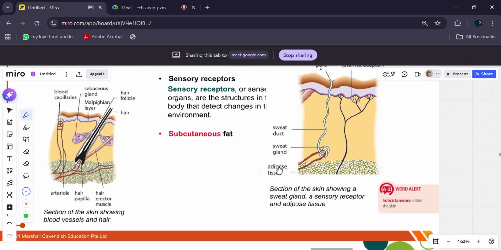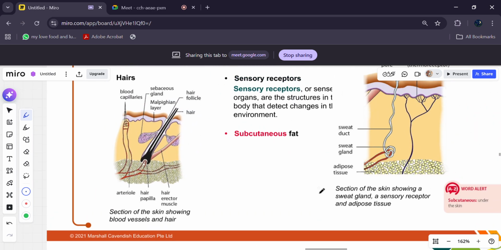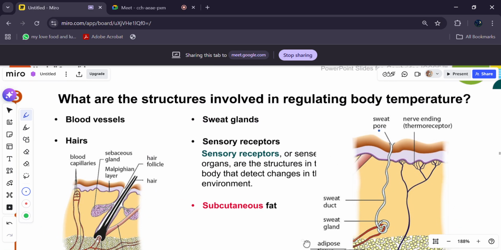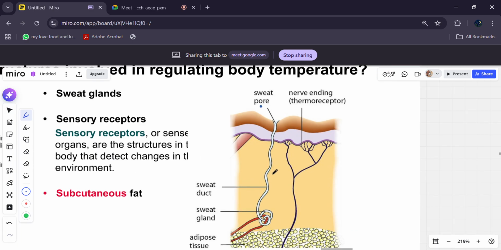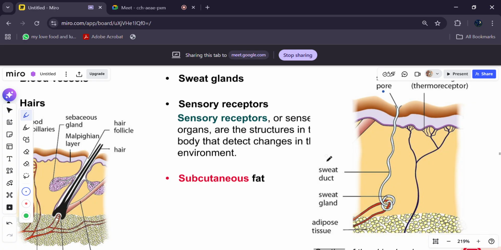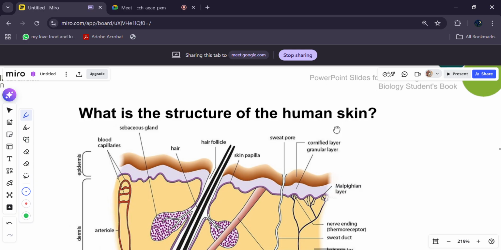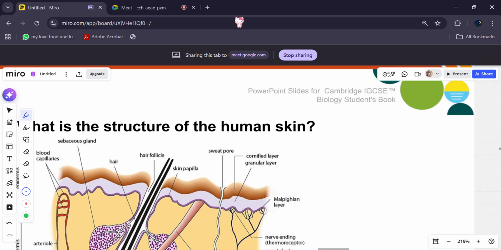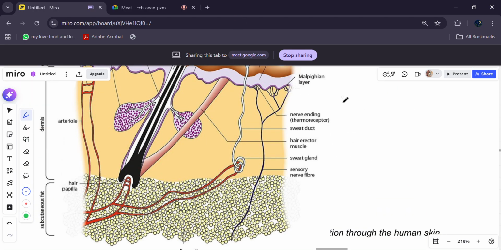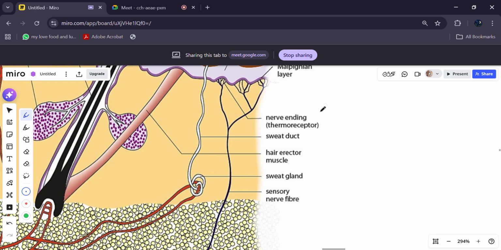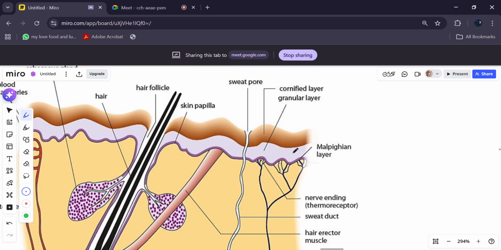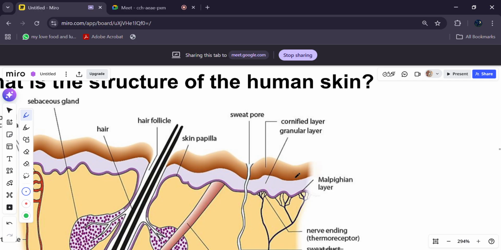Now we will talk about the sensory receptors or sense organs in the body. The sense organs are structures in the body that detect changes in the environment, also known as stimuli. The nerve endings in the skin are sensory receptors. They enable us to sense pain, pressure, and temperature. Receptors that detect changes in temperature are called thermoreceptors.